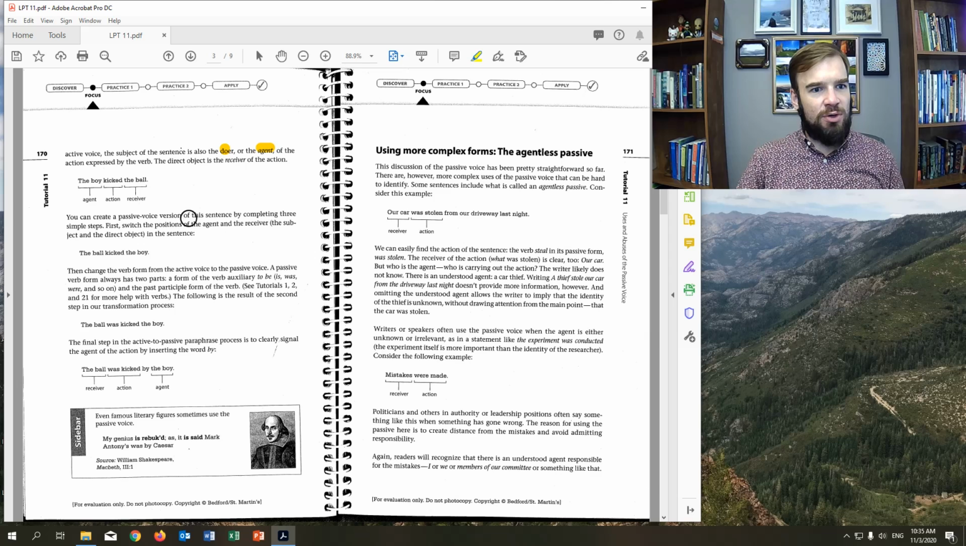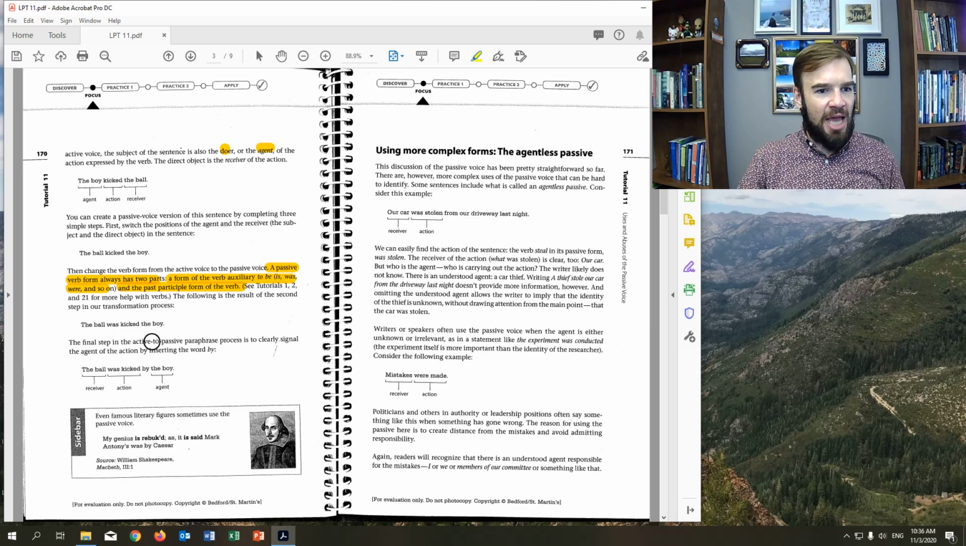Now, you can create a passive voice version of this sentence by completing three simple steps. First, switch the positions of the agent and the receiver, the subject and the direct object, in the sentence: the ball kicked the boy. Then, change the verb form from the active voice to the passive voice. A passive verb form always has two parts, and I'm going to highlight this because this is how to make the passive voice. A passive verb form always has two parts: a form of the auxiliary verb to be, is, was, were, and so on, and the past participle form of the verb. The following is the result of the second step in our transformation process: the ball was kicked the boy.